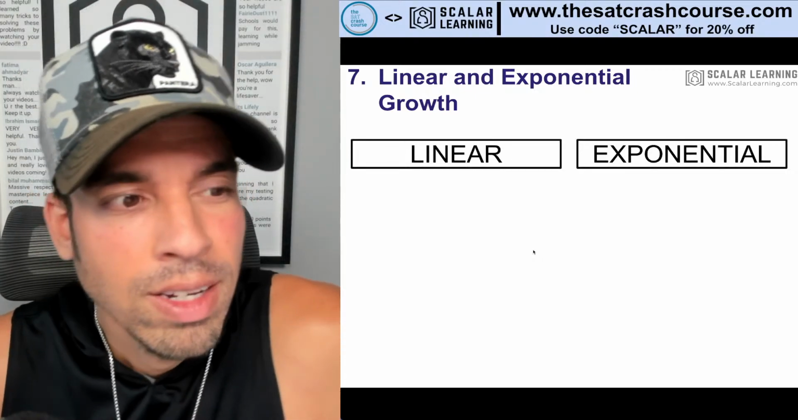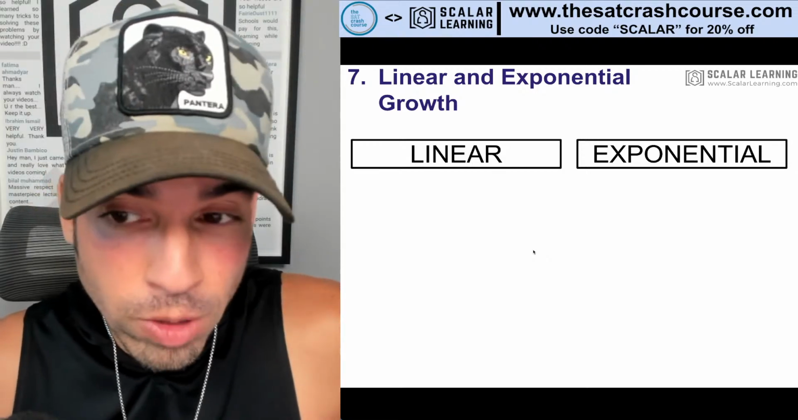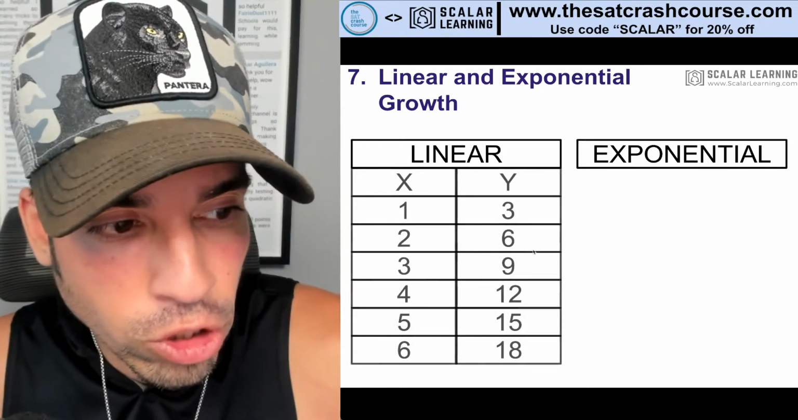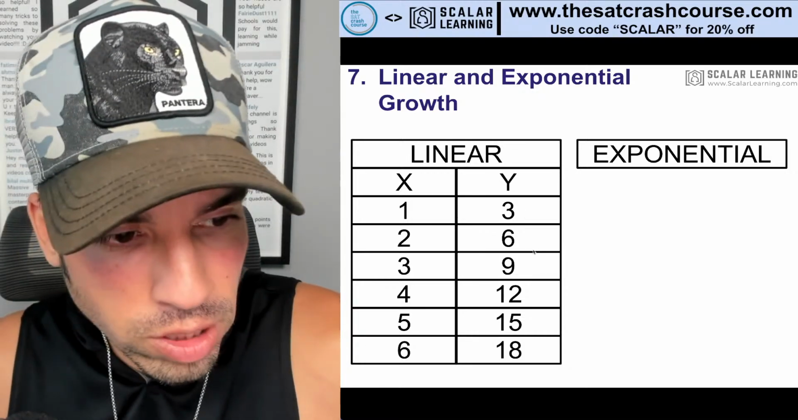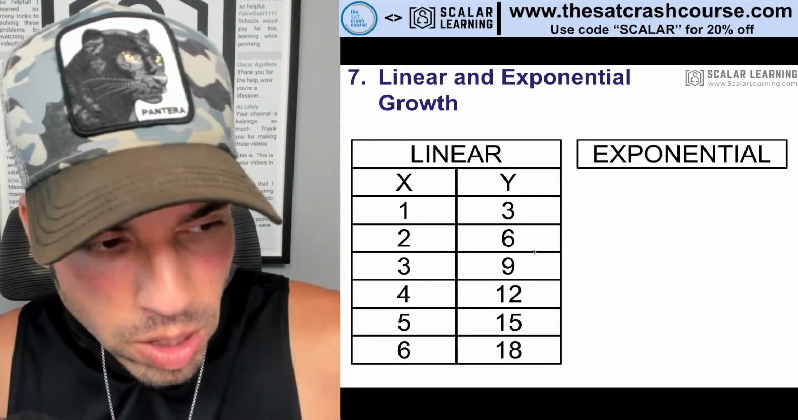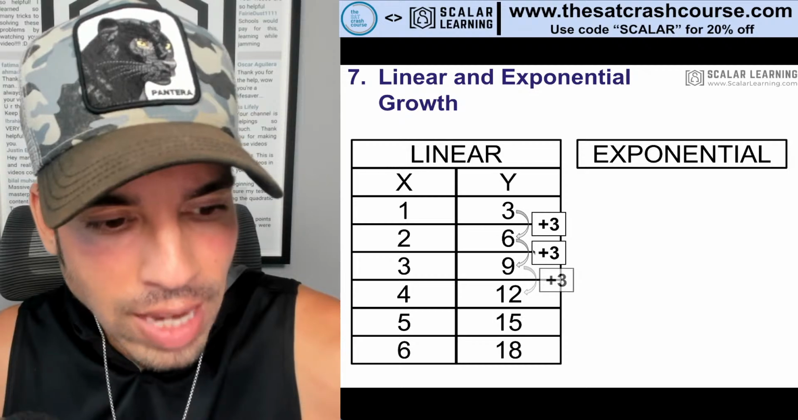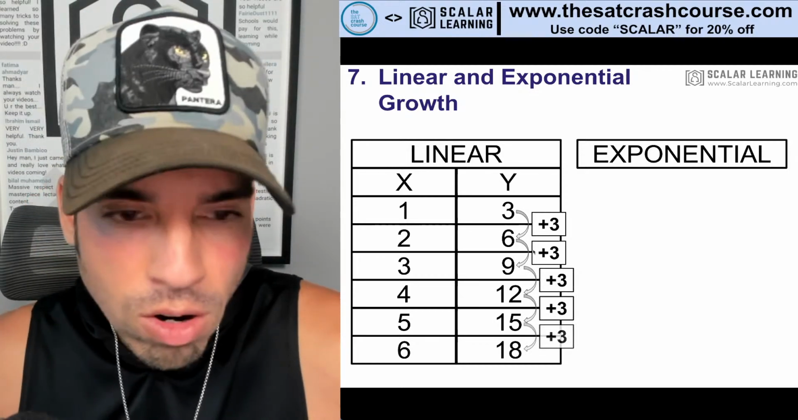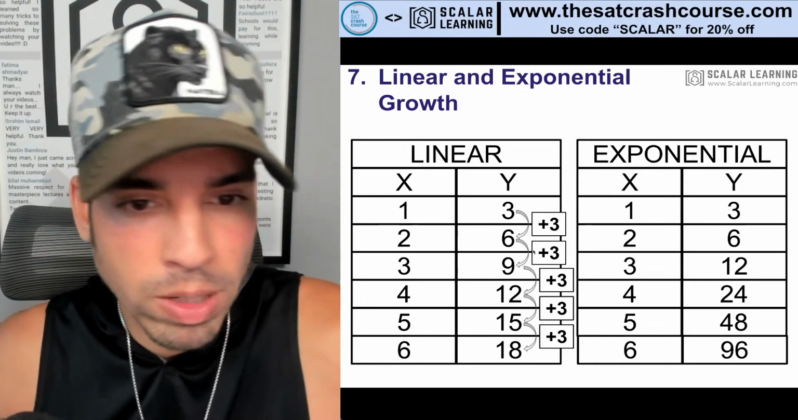Topic number 7. Linear and exponential growth. So you guys are familiar. We just looked at an exponential function in the last one, and we've been looking at a lot of linear functions as well. What's the general difference when we're looking at linear versus exponential in a table? So if I've got the x's going up by a consistent rate, which is 1, 1, 1, right? The y's should be going up by the same amount every time, and they are, right? X goes up by 1, y goes up by 3.